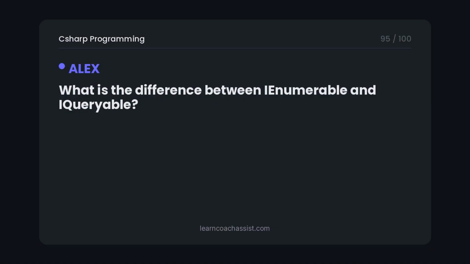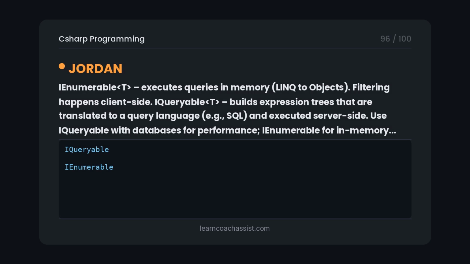What is the difference between IEnumerable and IQueryable? IEnumerable<T> executes queries in memory, LINQ to Objects. Filtering happens client-side. IQueryable<T> builds expression trees that are translated to a query language, e.g., SQL, and executed server-side. Use IQueryable with databases for performance, IEnumerable for in-memory collections.